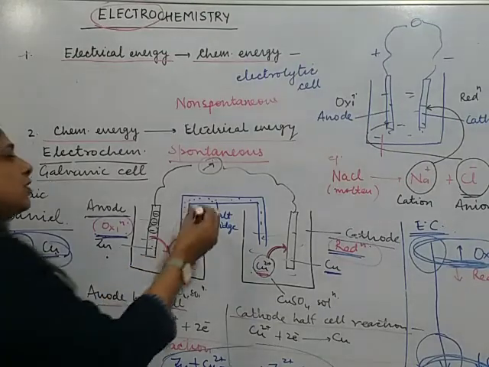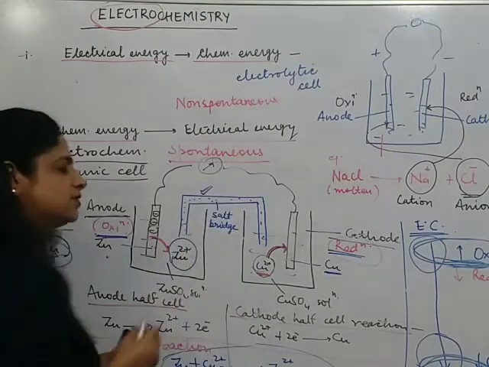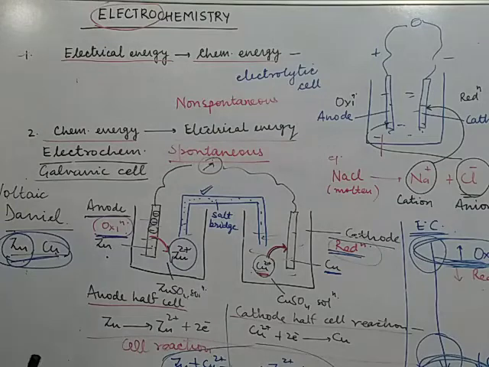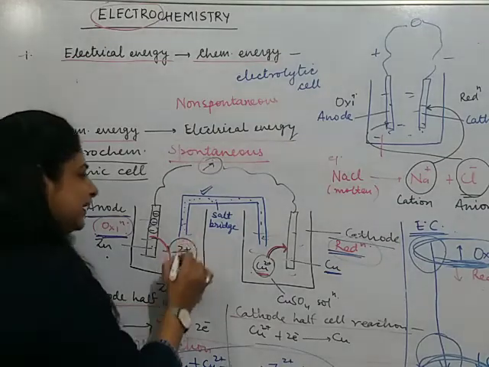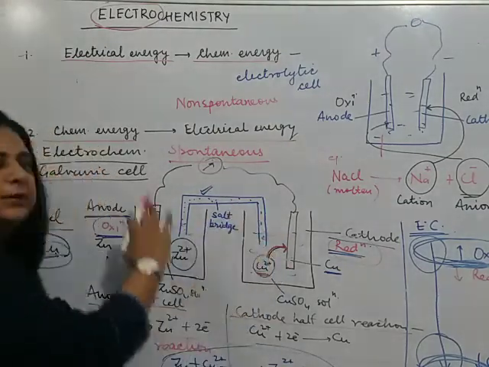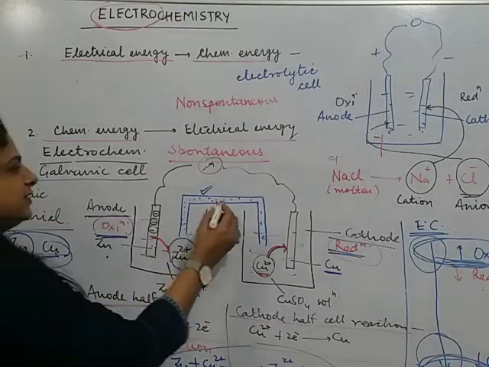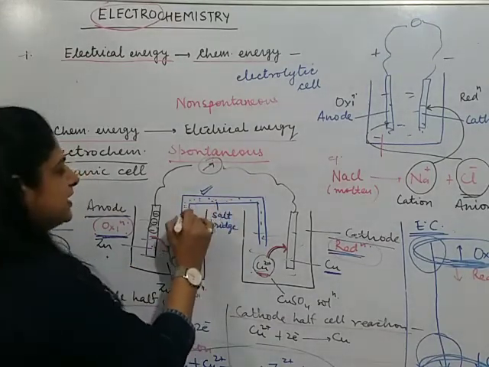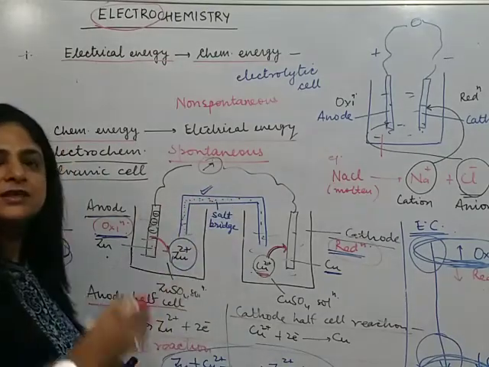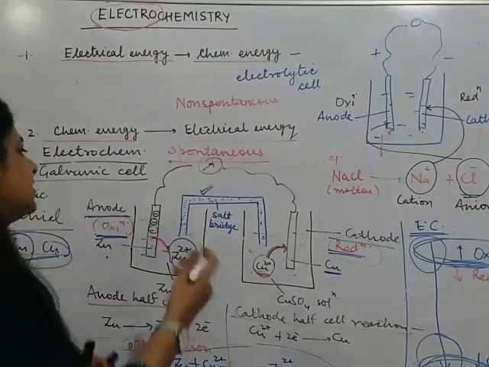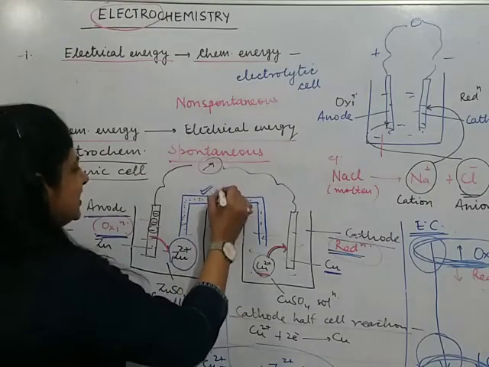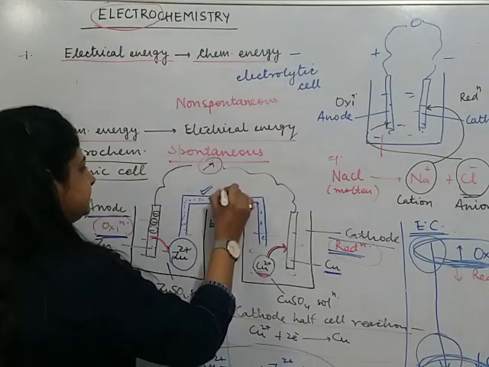Now let's talk about the salt bridge. What is its utility? Firstly, it is connecting both the half cells to complete the circuit. Secondly, this salt bridge contains some gelatinous mass along with some electrolyte. Let's take an example of KCl.